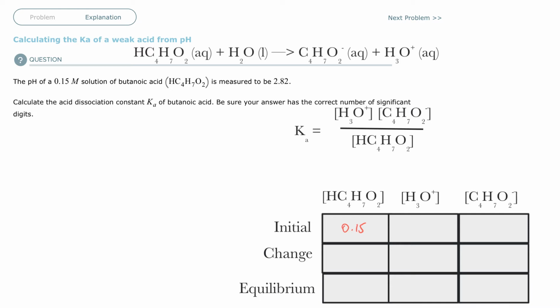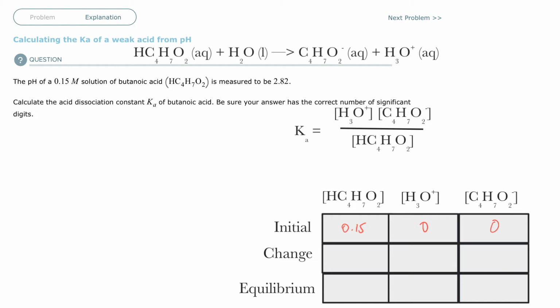Now, if you come back to the balanced equation, you'll see that that's on the left. You put it in water and then it breaks apart and reacts with the water and starts making acid. So originally on the right, there isn't any acid. Okay, so that's a 0. And there isn't any conjugate base because it hasn't started yet. So that's the initial.